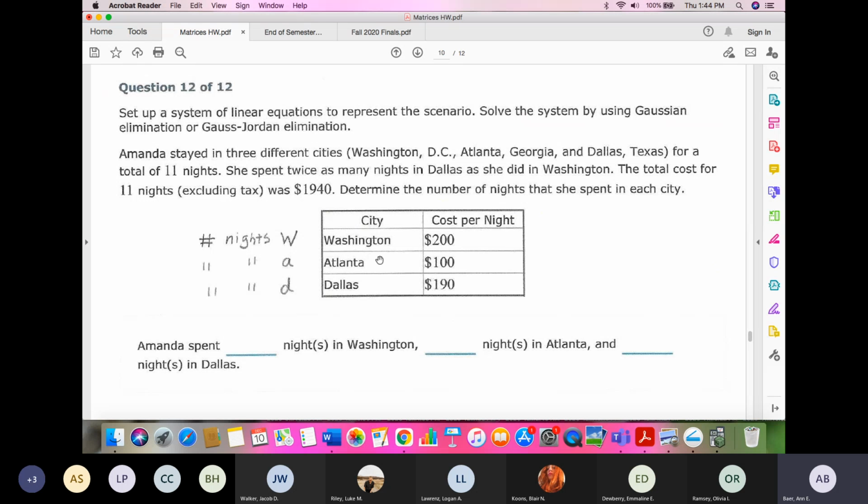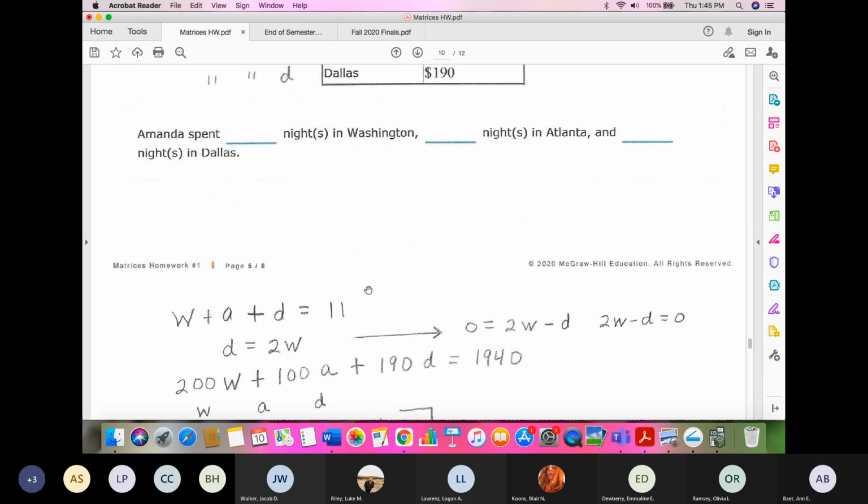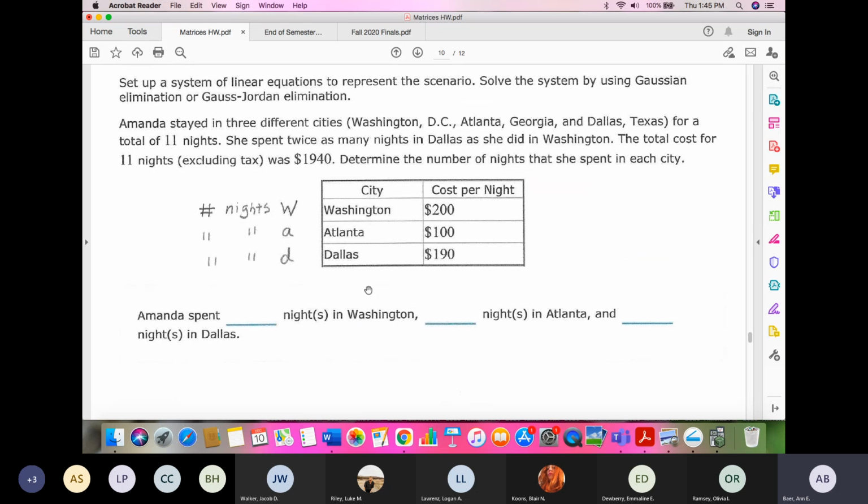So they're giving us a cost per night table for each one of the cities. When I looked up Alex's explanation, and you've got that in your assignment, you've got some learning aids there. They let W be Washington, A for Atlanta, D for Dallas. And you see they've gotten 3 equations. So we need to look at why we get the equations that we do.